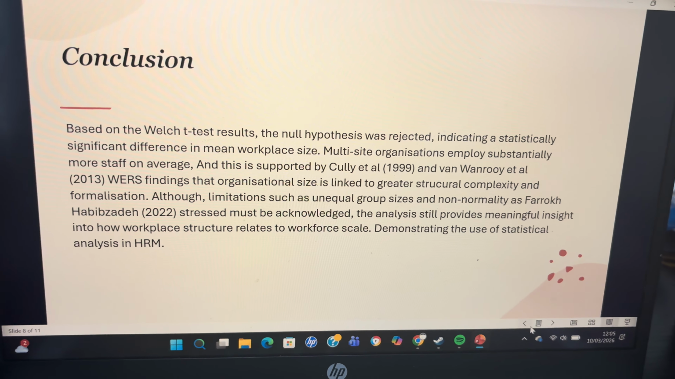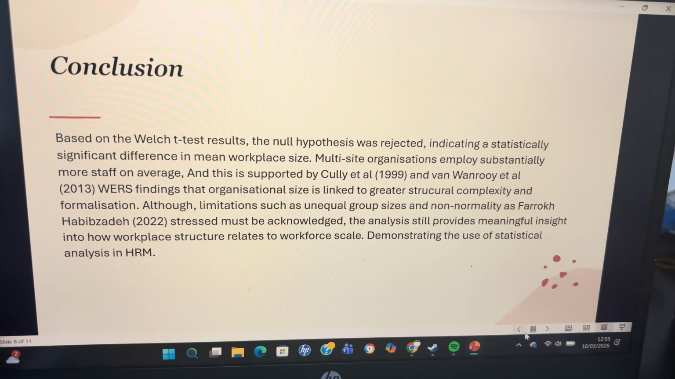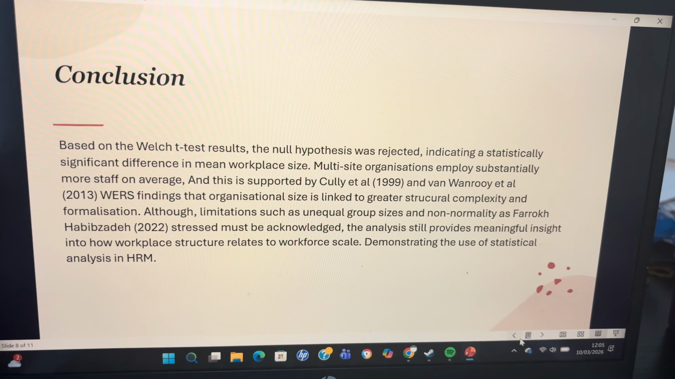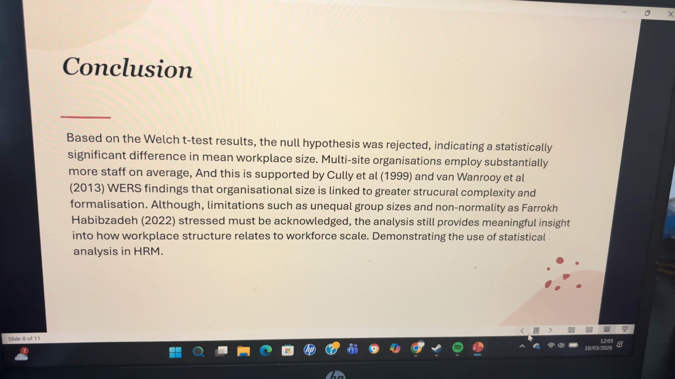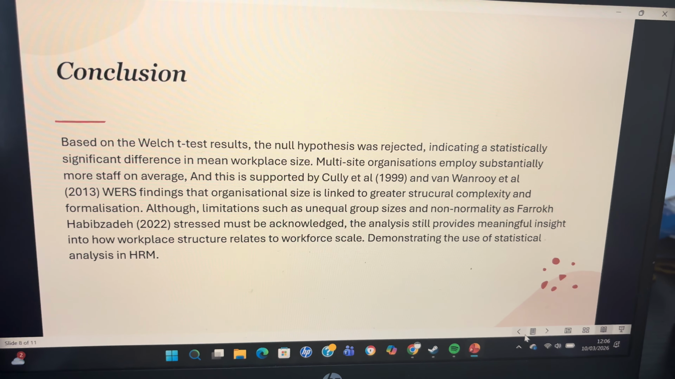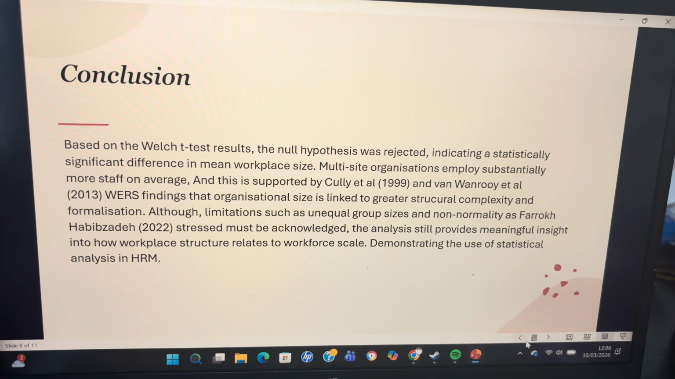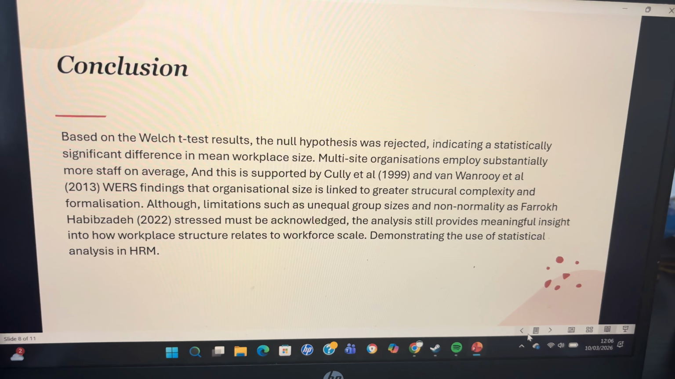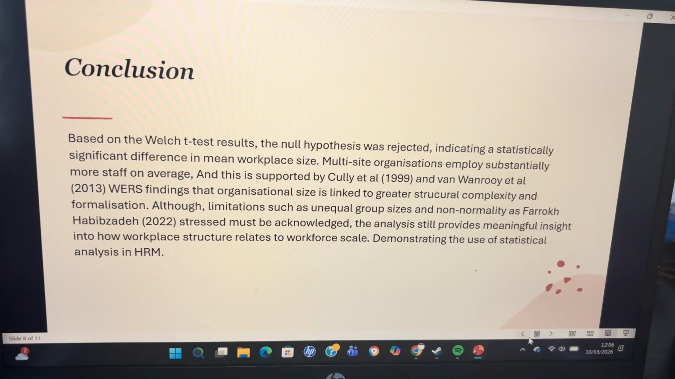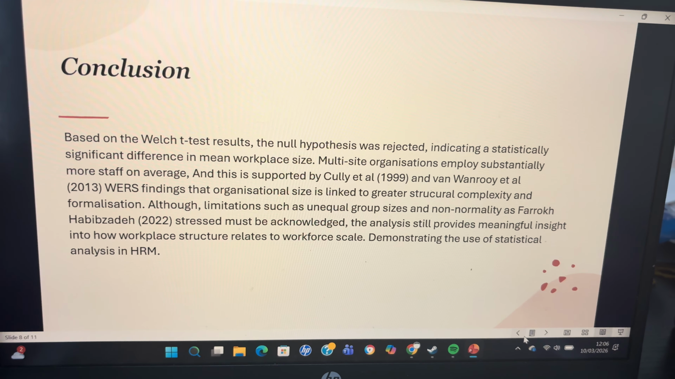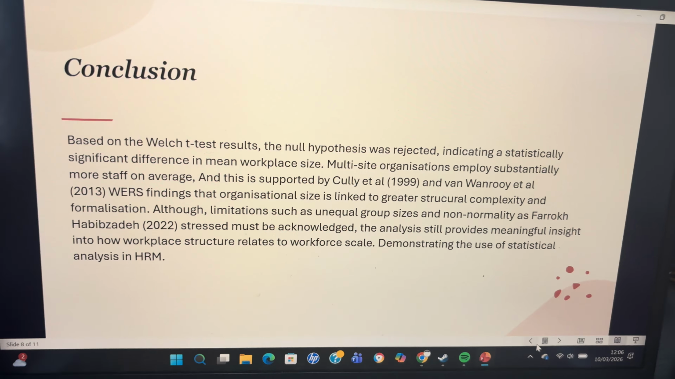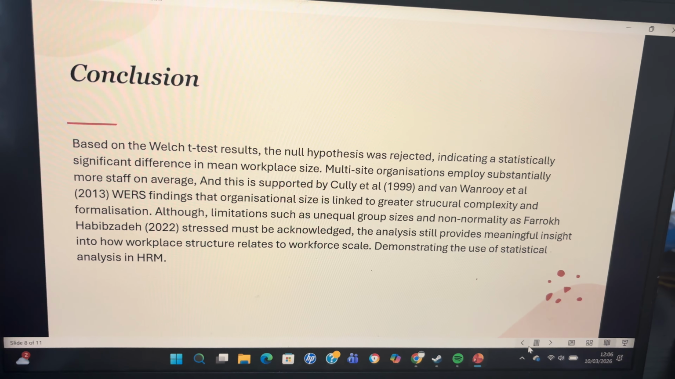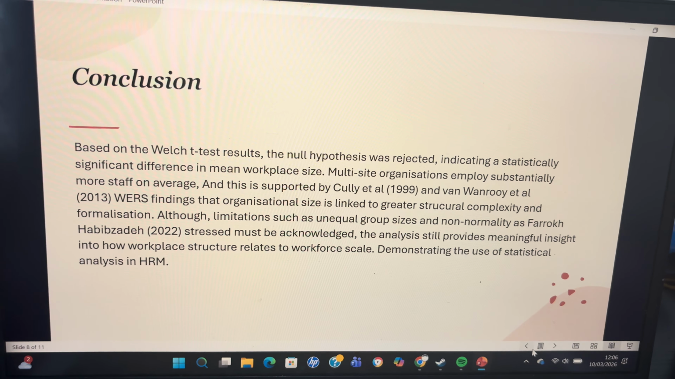Based on Welch's t-test, the null hypothesis is rejected, indicating a statistically significant difference in mean workplace size. Multi-site organizations employ substantially more staff, and this is supported by Collier et al. and Van Wanrooy et al., who find that organizational size is linked to greater structural complexity and formalization, although limitations such as unequal group size and non-normality, as Ghasemi and Zahediasl stressed, must be acknowledged. The analysis still provides meaningful insight into how workplace structure relates to workforce scale, demonstrating the use of statistical analysis in HRM.